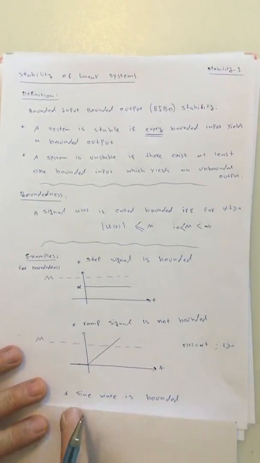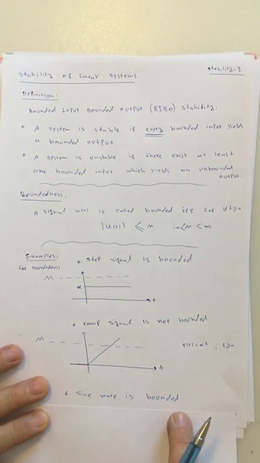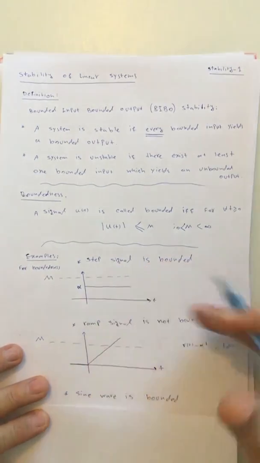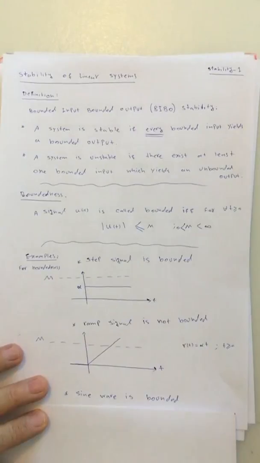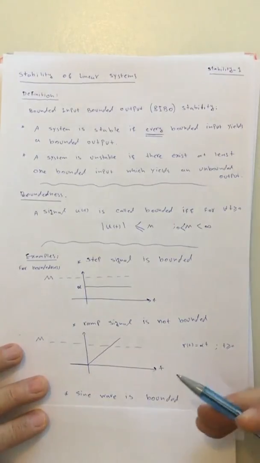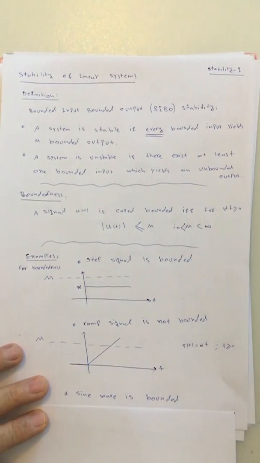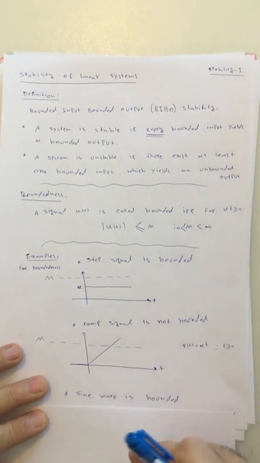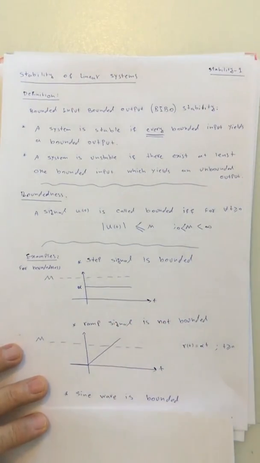And it's not difficult to prove that a sine wave is bounded, because if you have a sine wave, you can always find a limit for that. For example, if it is a unit sine wave, which has an amplitude equal to 1, then M could be selected as 1 and it's always less than that. But if it is a general sine wave, then M is actually the amplitude of the signal, and then the signal is bounded.